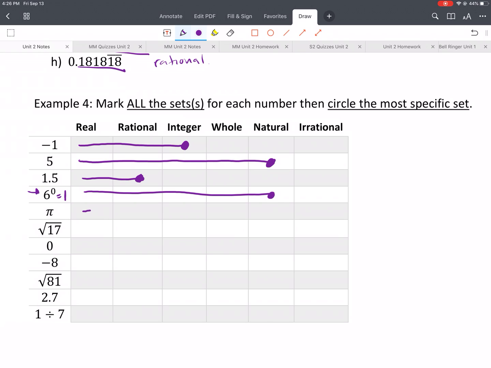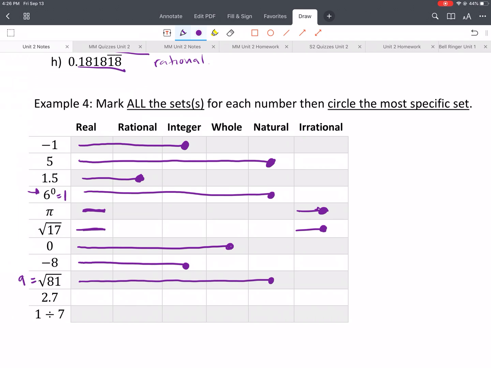Pi, we already talked about pi. It is real, but it is irrational. Same as the square root of 17. 0 is a whole number. -8 is an integer. Square root of 81 is 9. This is 9, so it would be natural. 2.7 is rational, and 1 divided by 7 is also rational.